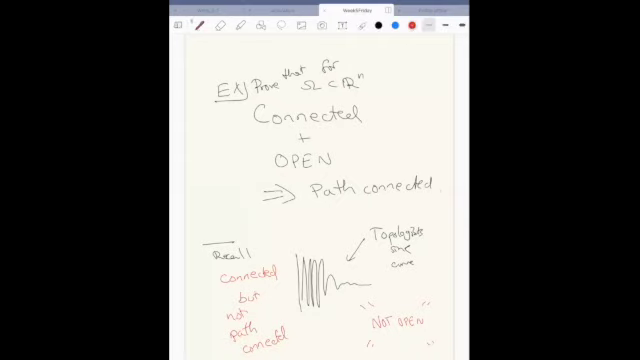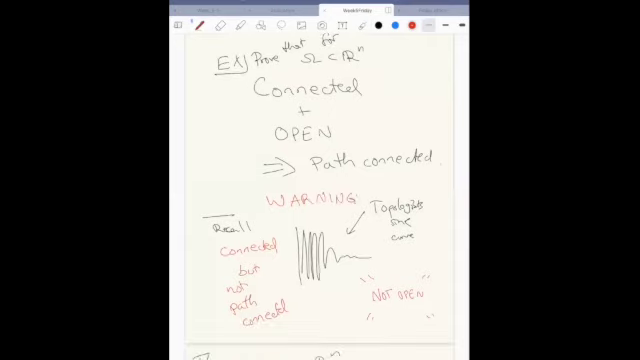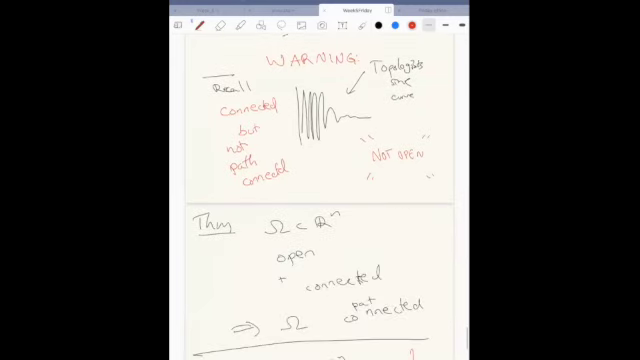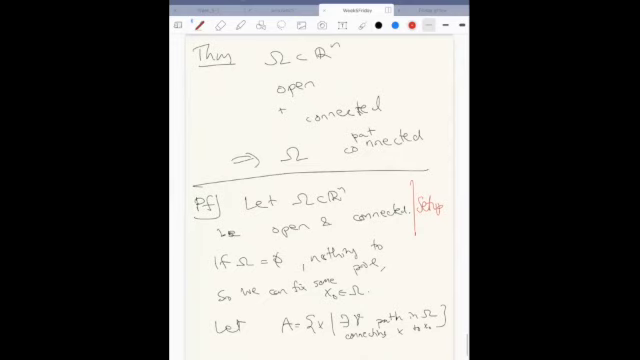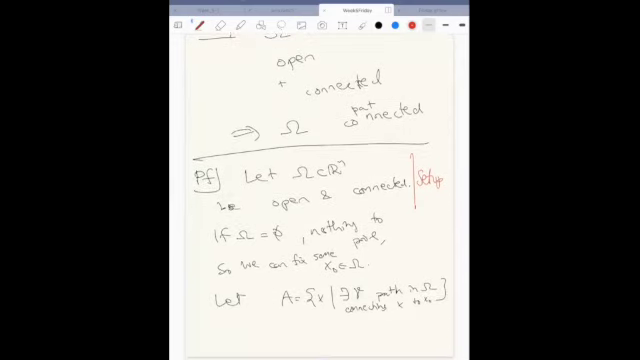So a warning is this: be mindful that this openness will be crucial in the proof. It has to show up somewhere. So theorem, omega open, connected, it's then path connected. And this is also a good example of how do you use connectivity in practice.